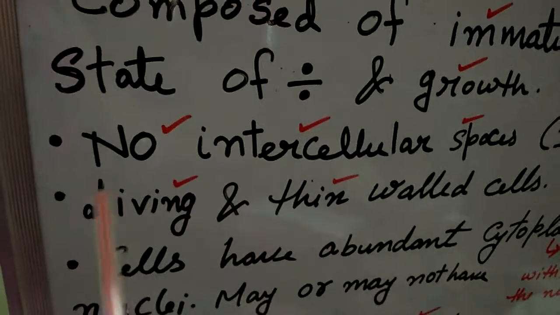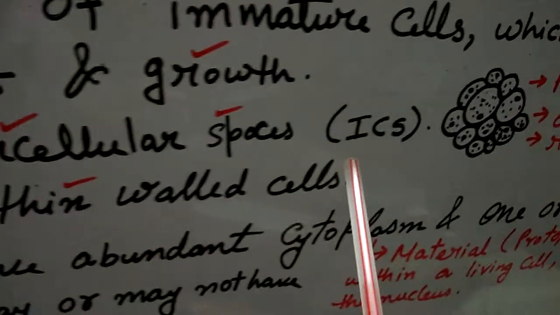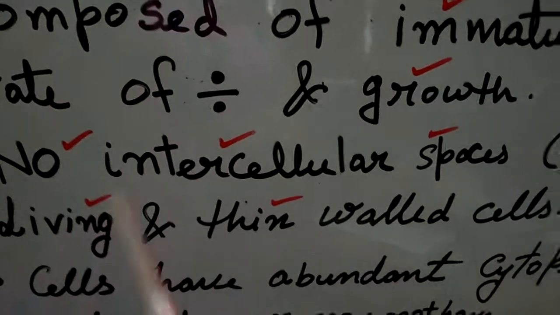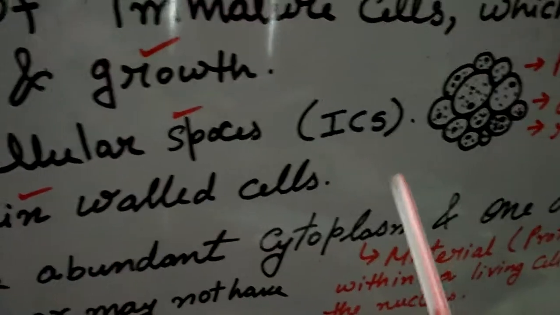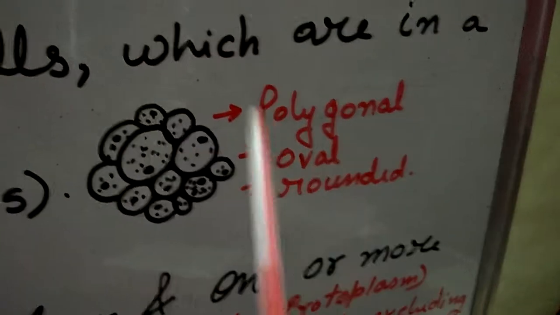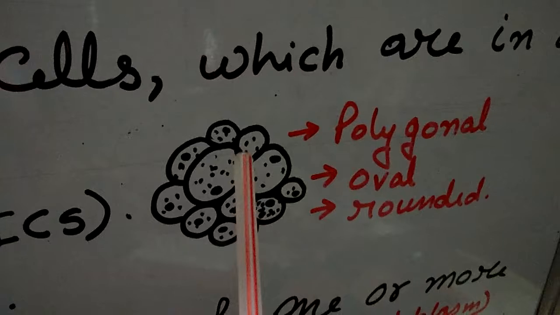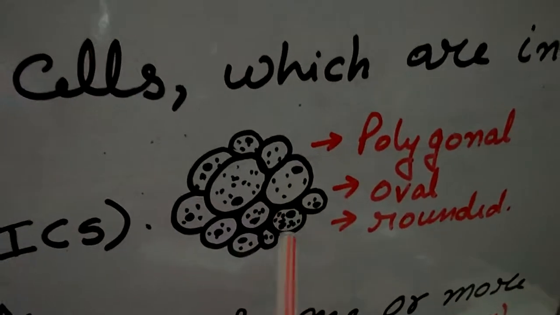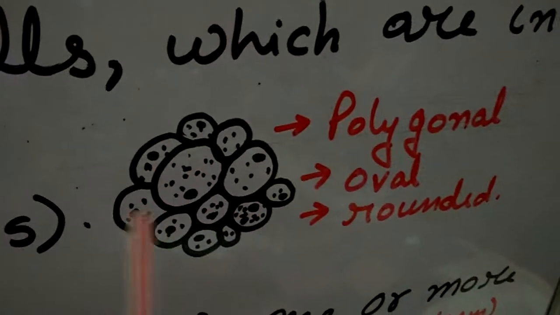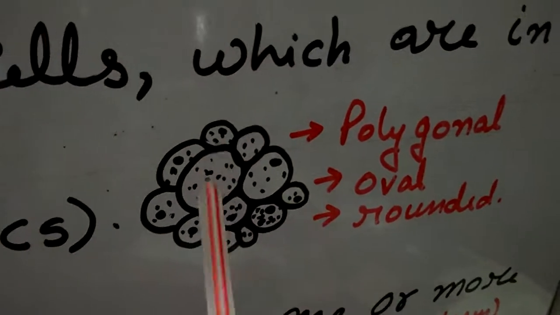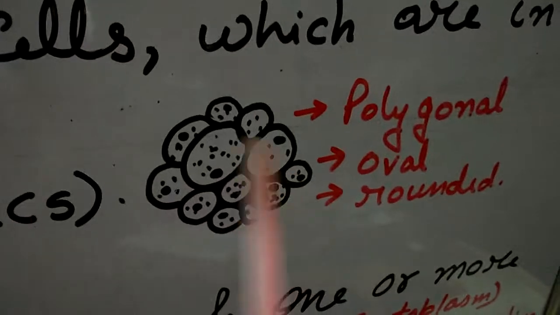No intercellular spaces are present. I use ICS instead of intercellular spaces. So no intercellular spaces are found in these cells. If you consider this as a meristematic tissue and these are the cells forming it, you can notice that there are no spaces or gaps here. The cells are tightly packed, compactly arranged without any intercellular spaces.